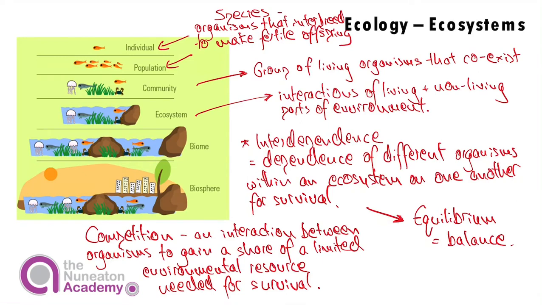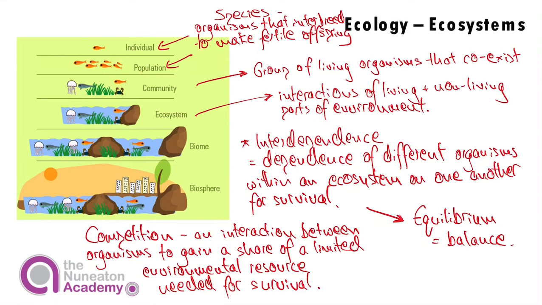Now, when we talk about interdependence, as we said, different organisms depend on each other for survival. We've also got to bear in mind what organisms need to survive. So we're thinking things like food, shelter, water, reproductive mates, things like that. Now, within ecosystems, there are often not enough resources to go around, so organisms compete with each other. Now, the definition of competition is an interaction between organisms to gain a share of a limited environmental resource needed for survival.